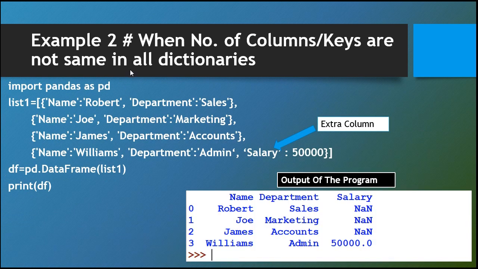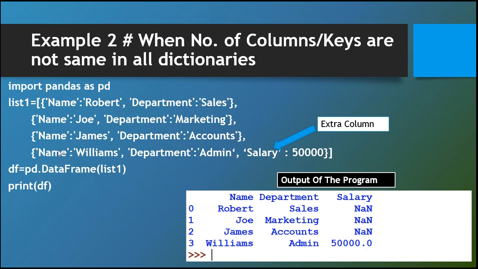Now in example 2, what happens when the number of columns or keys are not the same in all dictionaries? As we have seen in the previous examples, in the case of arrays, when there are 4 members in the third array, then it shows NaN values for the other 2 arrays. In the same way, when there is an extra column in any of the dictionaries, then it will show NaN values for the other 2 dictionary members. You can see the output here.